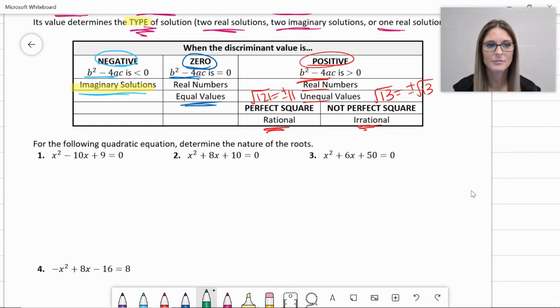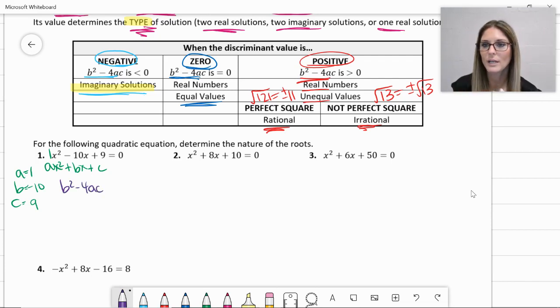Number one, for the following quadratic equation, determine the nature of the roots. Here's your full quadratic function in standard form. My A is an understood 1, B is negative 10, and C is 9. And we're plugging it into just b squared minus 4ac.